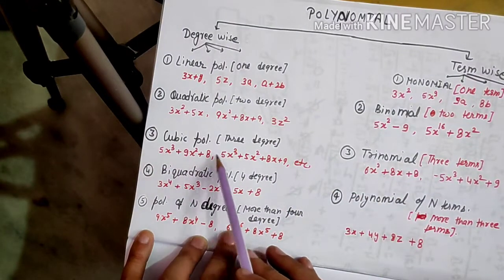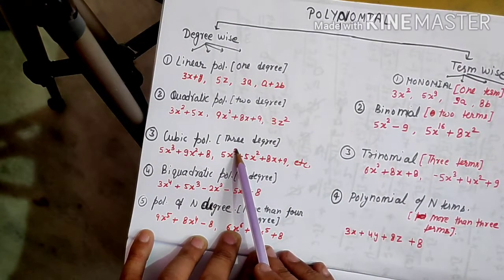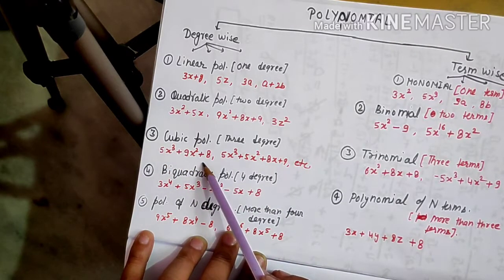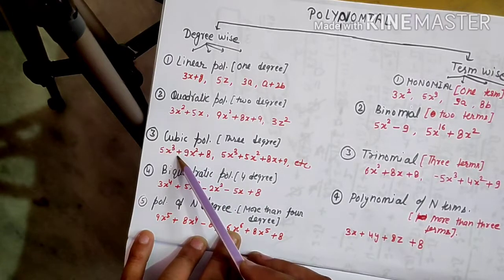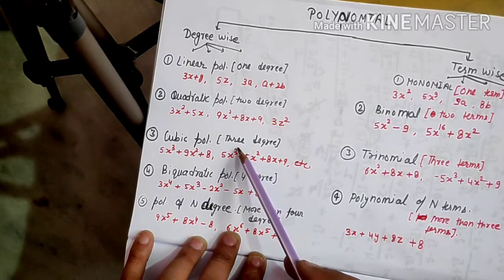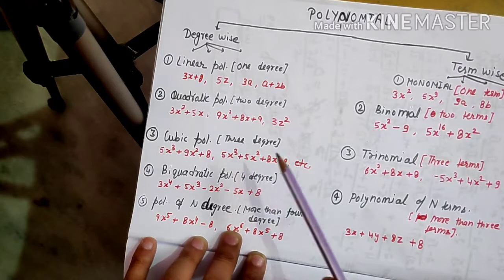The third one is cubic polynomial. That means containing 3 degree. For example, 5x cube plus 9x square plus 8, the maximum degree is 3, so this is cubic polynomial. 5x cube plus 5x square plus 8x plus 9, the maximum degree is 3, so this is cubic polynomial.